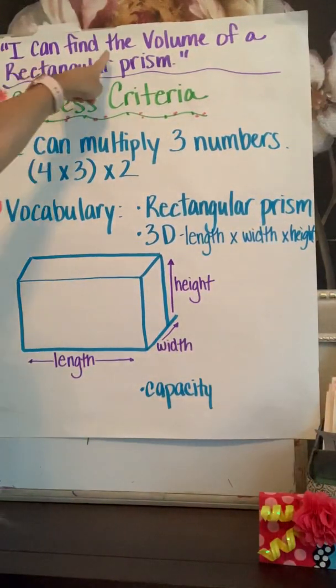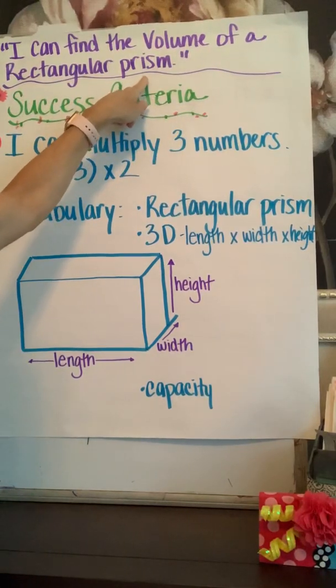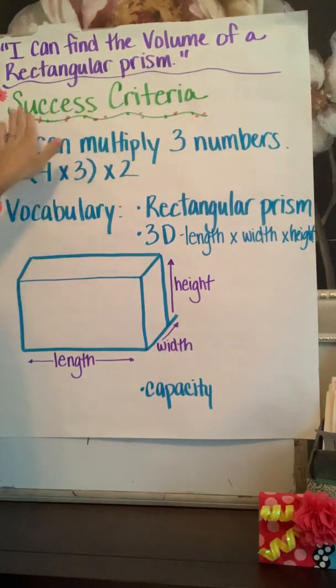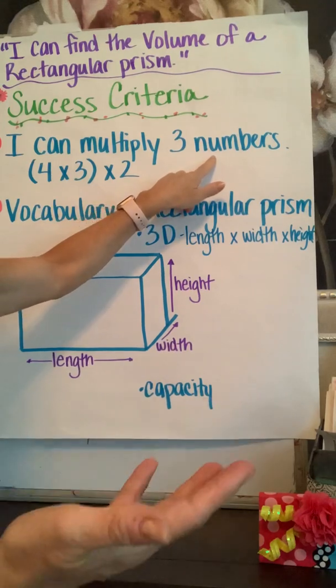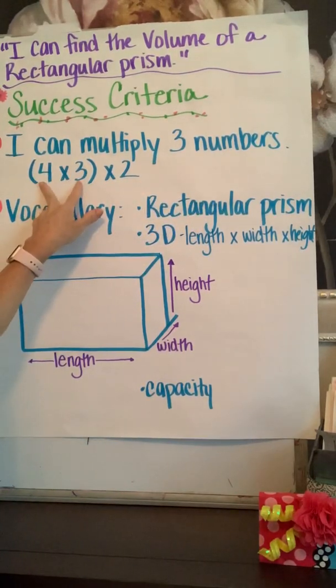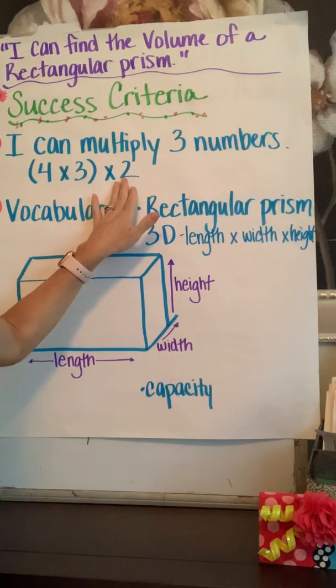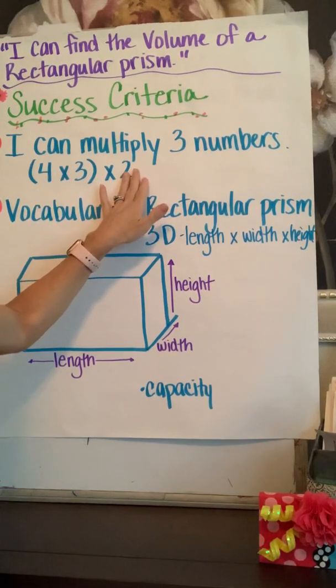We've got, I can find the volume of a rectangular prism. So what do we need to know in order to be successful with that learning target? Well, the first success criteria is I can multiply three numbers. And as you know, we've been working on this, multiplying two numbers within a parenthesis, and then the third number after that. We've been practicing multiplying expressions that have three numbers. So we do need to be able to multiply three numbers.